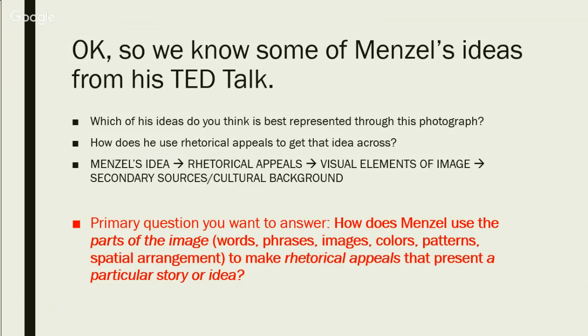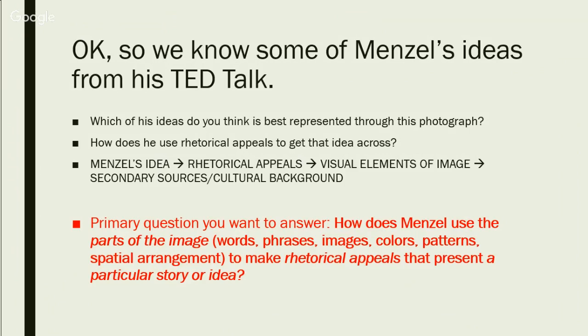So I've put together a set of arrows here, going from biggest to smallest. Menzel's idea is the overarching theme that you want your paper to deal with. Everything in your paper should come back to the fact that this is the main idea or story he's trying to tell. This is the main takeaway he wants people to walk away with when they view this photo. The rhetorical appeals are one level lower than that because he's using them to get to that main point. The rhetorical appeals are made using the visual elements of the image. So how is he using lighting to make a rhetorical appeal?